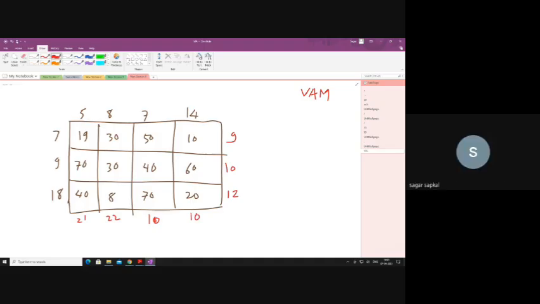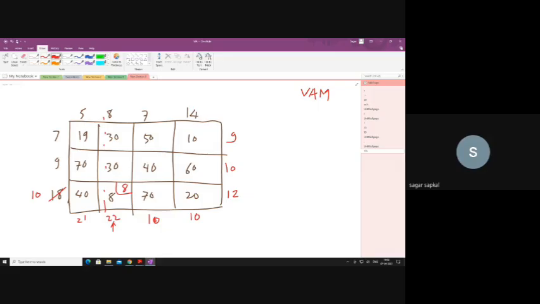Now choose the maximum penalty. Which is the maximum penalty? 22. So choose that column, and in that focus on the least cost cell and make the maximum possible allocation there. How much is the maximum possible allocation? It is 8. So this column will be over, and here 10 will remain.